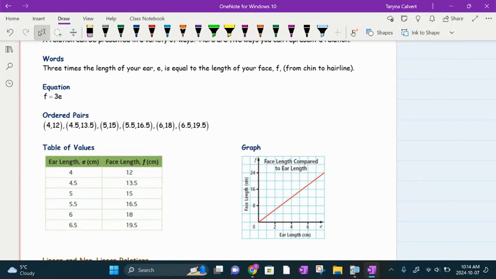If it's in words, there has to be a direct relationship between something. So in this situation, 3 times the length of your ear is equal to the length of your face. Picture writing that as an equation: 3 times the length of your ear. So let's do 3E equals the length of your face. Is that linear? It's degree 1. It's definitely linear. There's a constant variation between the length of the ear and the length of the face.